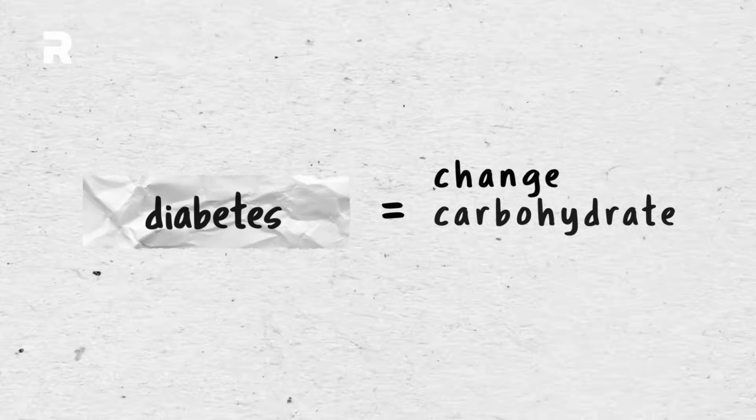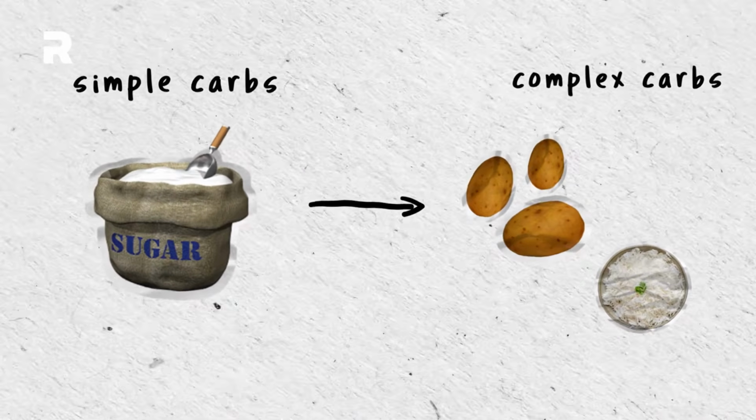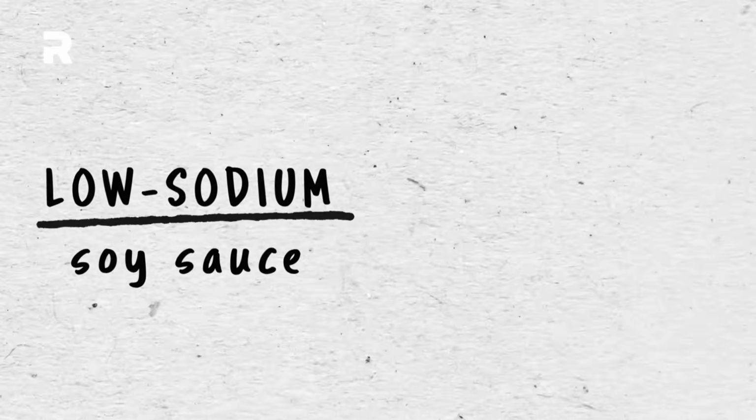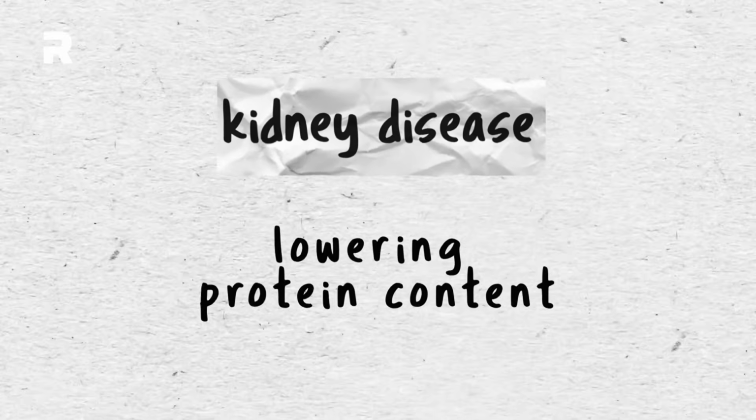So let's say for diabetes, usually some of the recommendations would be to change your carbohydrate sources from your simple carbs like your sugars to your more complex carbs like your rice, potatoes, and your whole wheat and grain. Hypertensive diets would usually recommend you to lower your sodium intake, so changing up the soy sauce for a little bit of low sodium soy sauce, and of course reaching for more fresh ingredients rather than your canned and packaged goods. For kidney disease, it's usually lowering your protein content because your kidney has to work extra time if it's going to be consuming more protein.